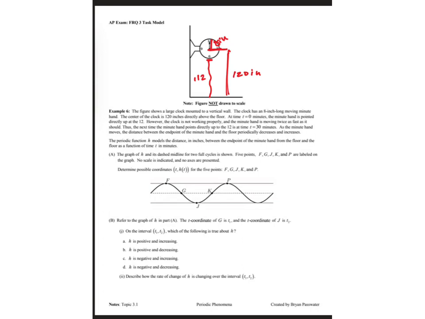Okay, so at time t equals 0, the minute hand is directly pointed up at the 12. However, the clock is not working properly, and the minute hand is moving twice as fast as it should. So every cycle is now 30 minutes. You with me? Instead of it being an hour. Period is 30 minutes. It should be 60 minutes.